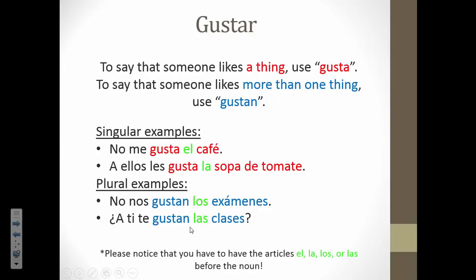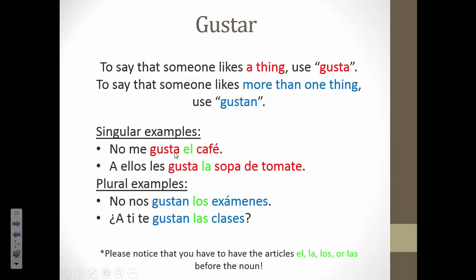Notice there's no verb infinitive. Do you see any verb that ends in AR, ER, or IR? No. Therefore, you have to decide, is my noun singular or is my noun plural? Gusta or gustan? Please notice that you have to have the articles el, la, los, or las before the noun.